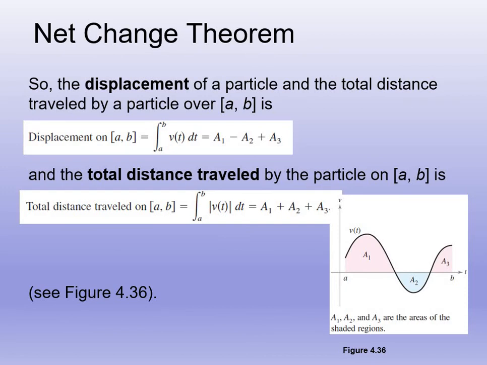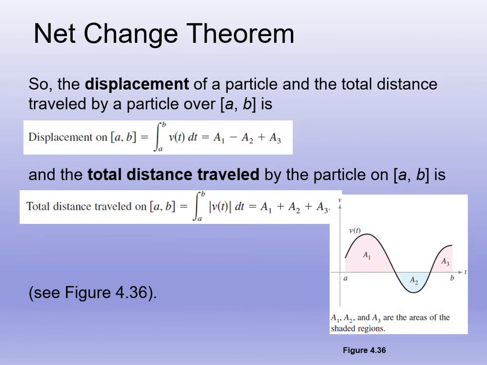Okay, now when we talk about total distance, we have to make sure we do the absolute value. Let's take a look at the graph down here. We notice that area 1 is above the t-axis, area 2 is below the t-axis, and area 3 is above the t-axis. So when we do total displacement, we can do the total integral, because when we integrate there, it's going to account for the area that's above the t-axis, which is area 1 and area 3, and it's going to account for the area below the t-axis, which is area 2.